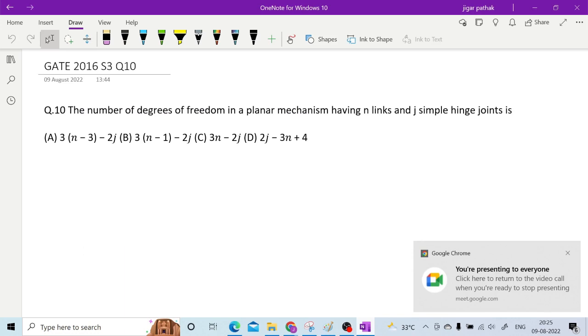Anyone? Option B, sir. Option B will be correct, right? As we have discussed, for a planar mechanism, B, 3n minus 1 minus 2j, correct. So this is how this degrees of freedom question is asked from that particular area in GATE, right?